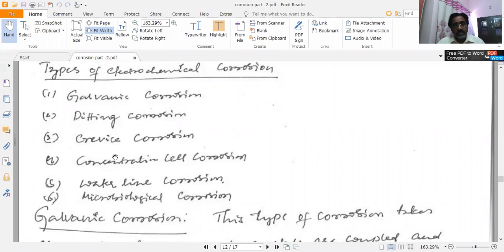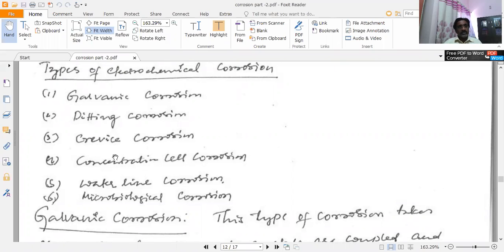In our last class, we discussed corrosion, causes for corrosion, factors which influence corrosion, and also different theories of corrosion. In that, number one, we discussed acid theory. Number two, dry or chemical theory. Number three, the most important, wet or electrochemical corrosion. Then we discussed the factors which influence the corrosion and also the effects of corrosion. Today, we will discuss different types of electrochemical corrosion and also the prevention and control of corrosion.